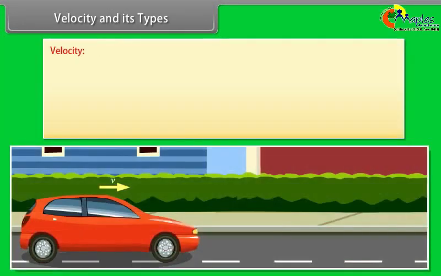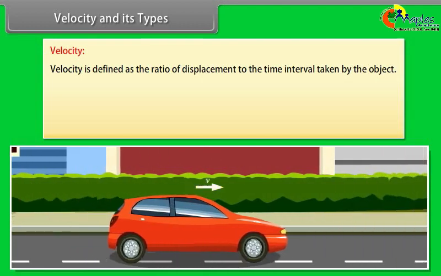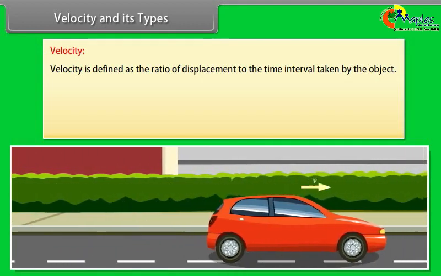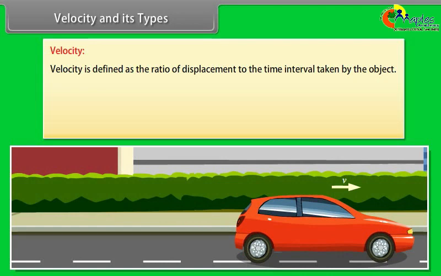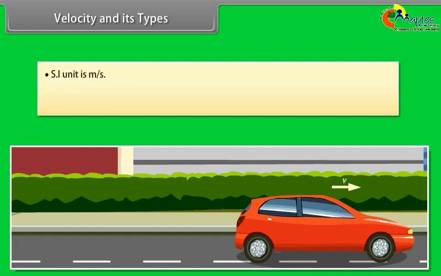Velocity and its types. Velocity. Velocity is defined as the ratio of displacement to the time interval taken by the object. Therefore, velocity is equal to displacement upon time interval. It is a vector quantity. SI unit is m per s. Dimensional formula is equal to M raised to the power 0, L raised to the power 1, T raised to the power minus 1.